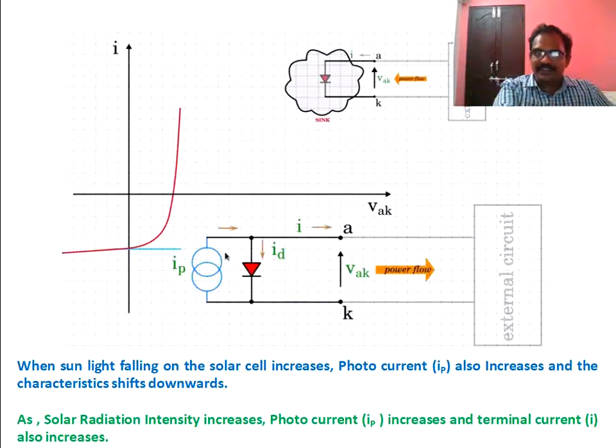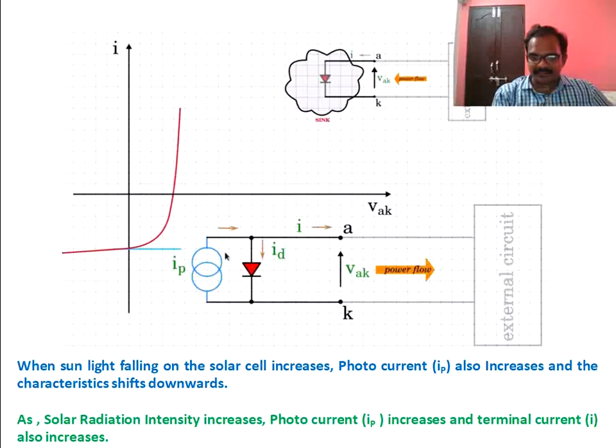It's a negative I. So it increases. Initially the small I is 0. Now it is increasing. Whenever IP is increasing, I is also increasing, also in the negative way. That is -1, -2, -3, -4. It's increasing, that is, it is moving downwards. You can see the curve here.